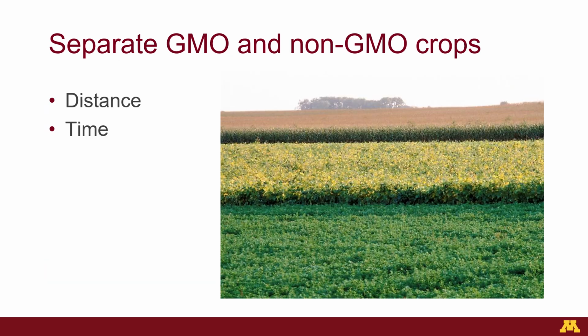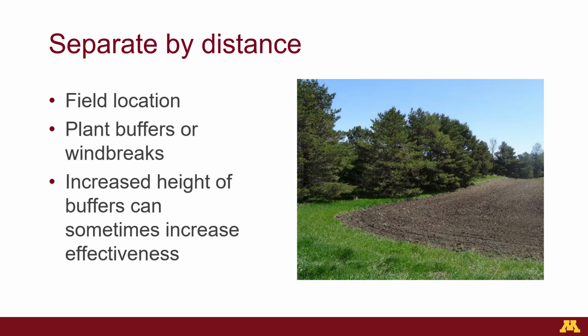When you know where GMO plants are located, there are ways to keep their GMO pollen separated from your crops. This separation can be achieved either by distance or by time. First, you can use distance to keep them separate by choosing fields on your farm that are as far as possible from GMO crops of that species. This goes back to communication with your neighbors for their cropping plans.